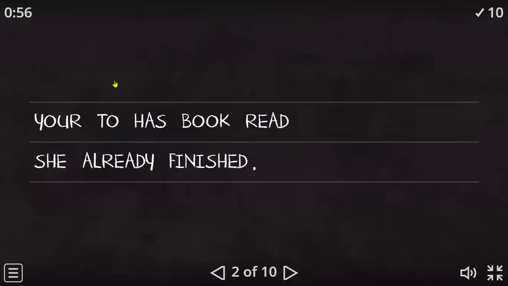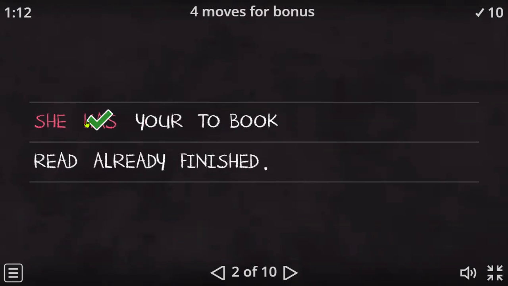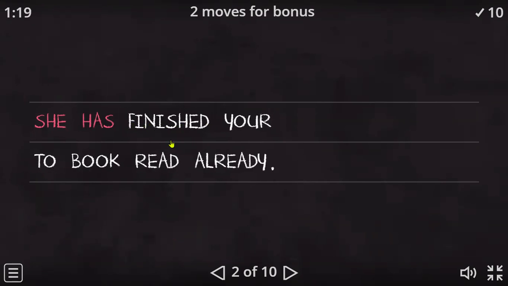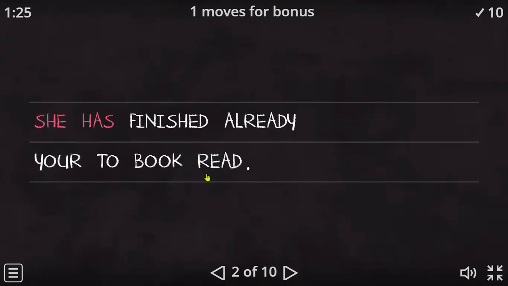Okay, how do I organize the words to make a sentence? It can be affirmative or question. She has read your book. Okay, only she has is correct because the other words are not. She has read. Yes, read.